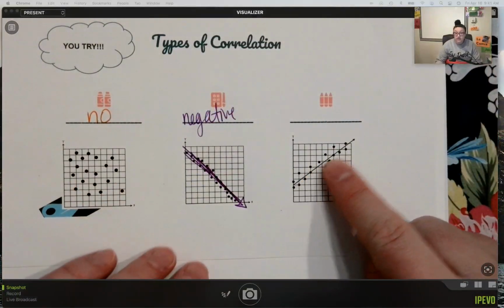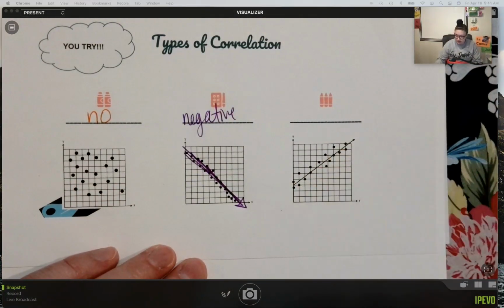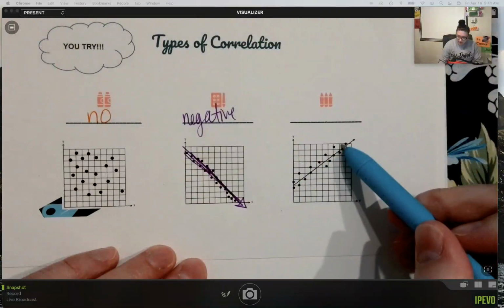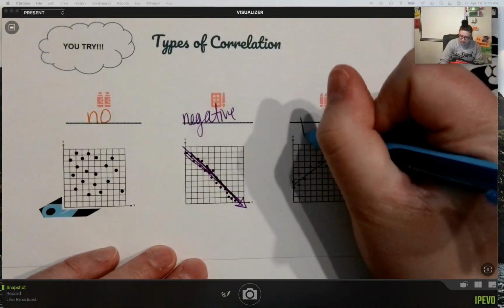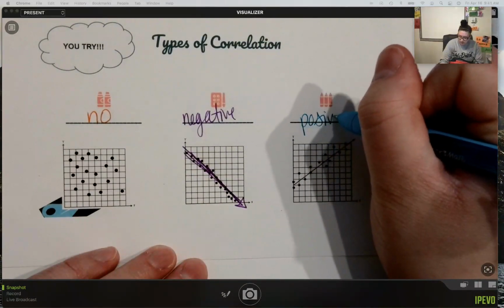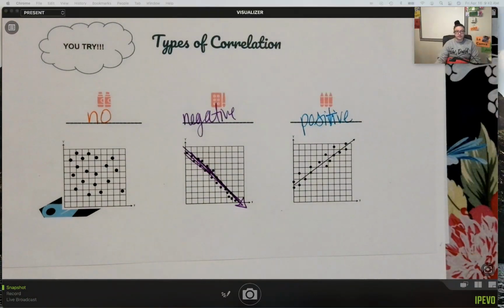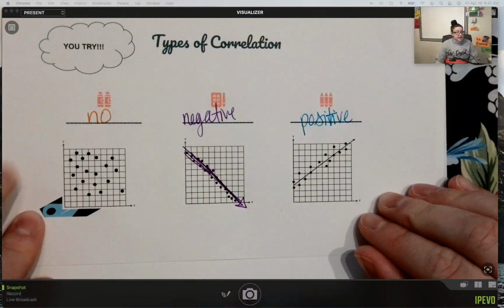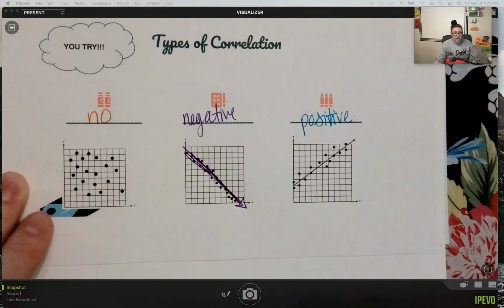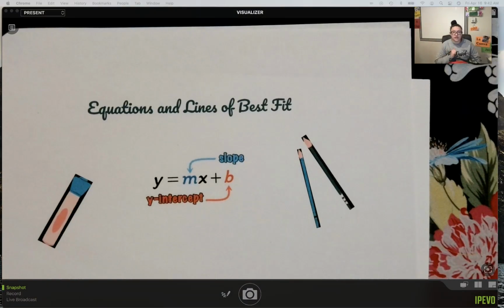And this last one, the line was drawn in there for us. That's kind of nice. And I noticed that my points are increasing. So that means I have a positive slope. A positive correlation there. Go ahead, make any additional notes that you need to. And then if you're ready, go ahead and go on to the next slide. Go ahead and go to the next video and we're going to talk about that line of best fit.